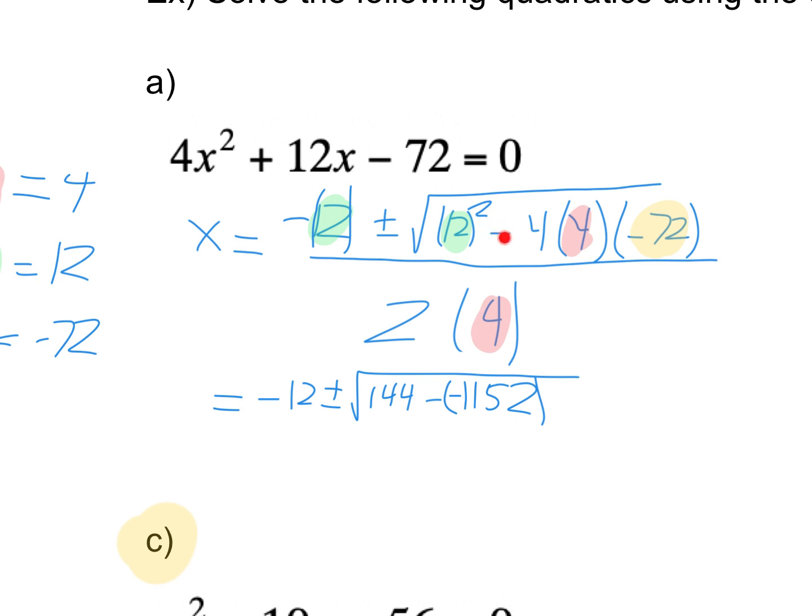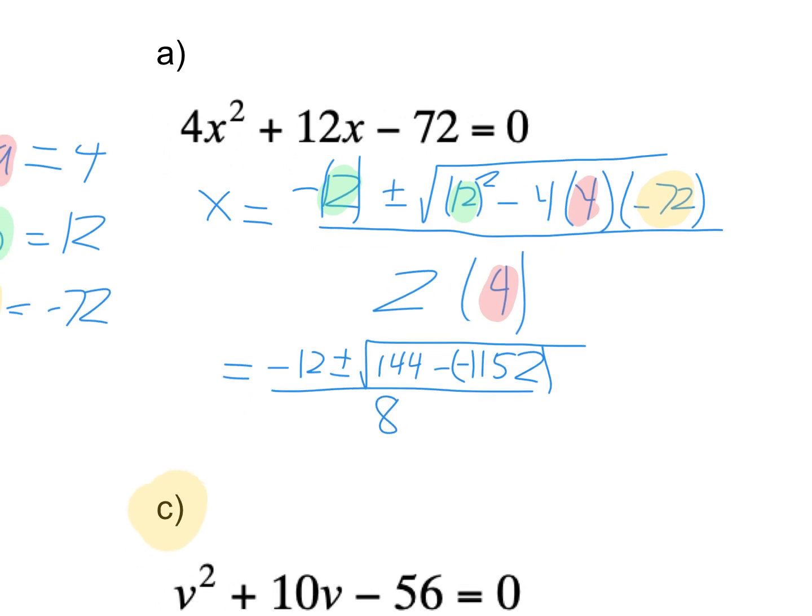So the subtraction sign in our original formula is here, but then because this 72 was negative when I multiplied these, that's another negative sign I have to keep track of. So I'll end up subtracting a negative, which is the same thing as adding a positive, and we simplified all of that. And then in the denominator, we had 2 times 4, which is 8.